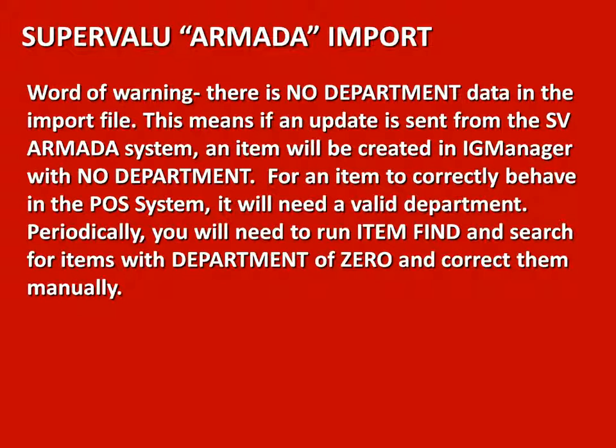All right, a little word of warning. Like we said before, there is no department data in the import file. That means if you get an update from SuperValu for an item you don't have in your file, we're still going to create one in IGManager with the UPC, the reorder number, the long description, whatever retail they send us, and category and all that. But it's not going to have a department. For an item to correctly behave in the POS system, you will need a valid department. So periodically, you will need to run item find in IGManager and search for items with a department of 0 and correct them manually. Obviously, department also controls taxability and food stampability. So you're going to have to pick a correct department and put them in the right department so that they have the right flags.